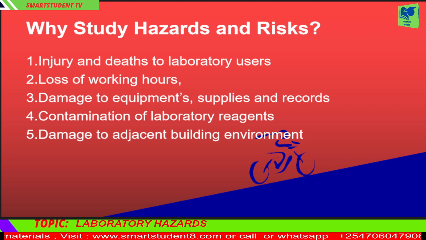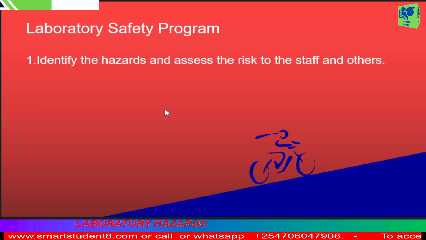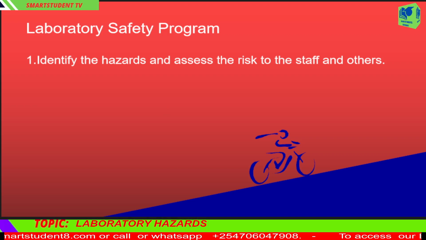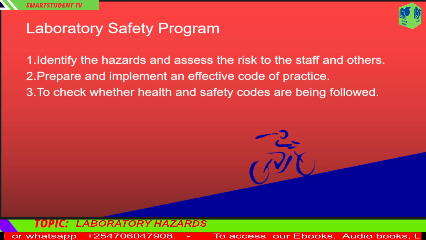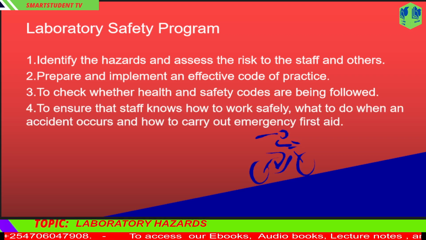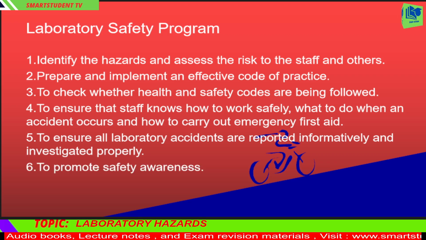The main objectives of laboratory safety programs are: 1. To identify the hazards and assess the risk to the staff and others. 2. Prepare and implement an effective code of practice. 3. To check whether health and safety codes are being followed. 4. To ensure that staff knows how to work safely, what to do when an accident occurs, and how to carry out emergency first aid. 5. To ensure all laboratory accidents are reported informatively and investigated properly. 6. To promote safety awareness.